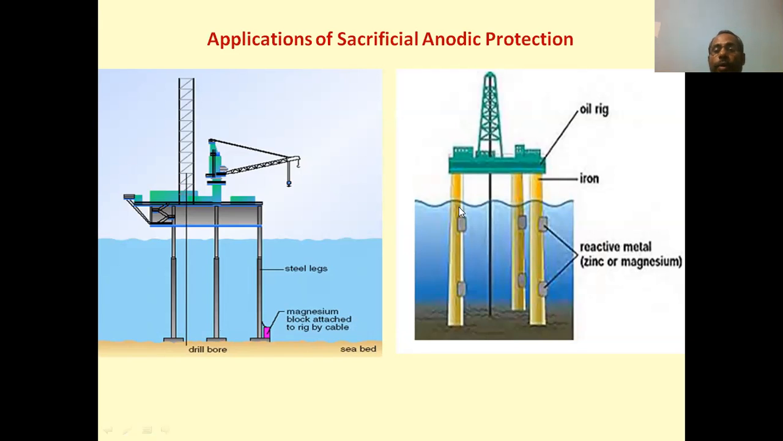Another example: all these structures inside the water, in the seabed. For example, if you want to protect these metal rods, in each metal rod some blocks have been fitted. These blocks act as a sacrificial anode. If corrosion takes place, then this metal will undergo corrosion, protecting the other metallic rod which we want to protect.